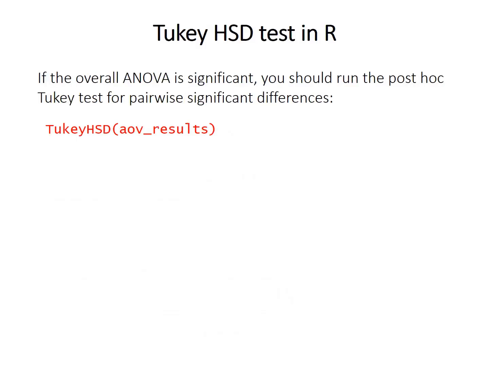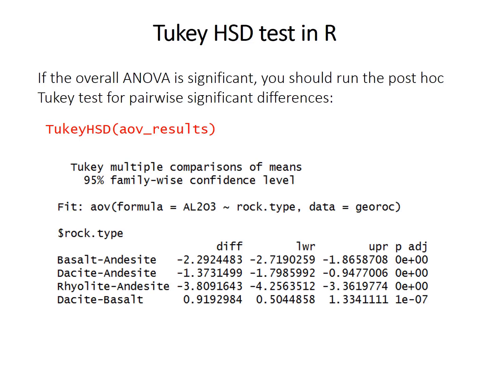So if you get a significant result with your overall ANOVA, you should next run the Tukey test, and that's the second reason why you need to store your ANOVA results as a variable, because the Tukey test operates on those ANOVA results as its input. So you basically just say TukeyHSD, note the capitalization, and then in parentheses just put in the results from the ANOVA. What you'll get is something that looks like this.